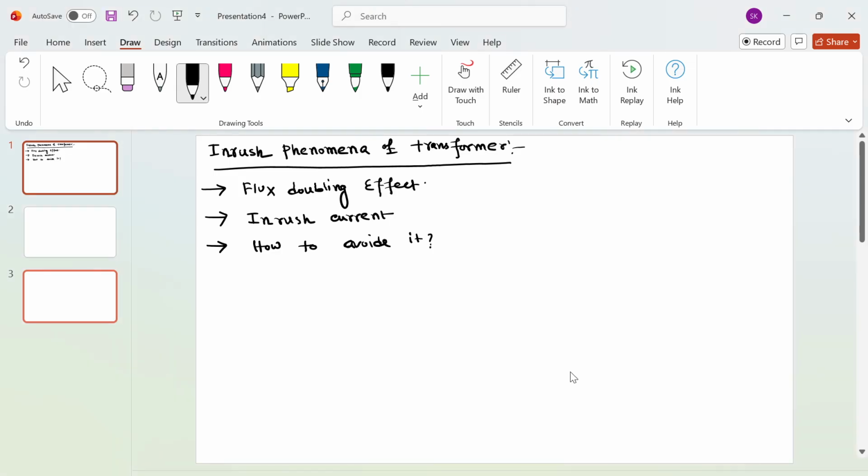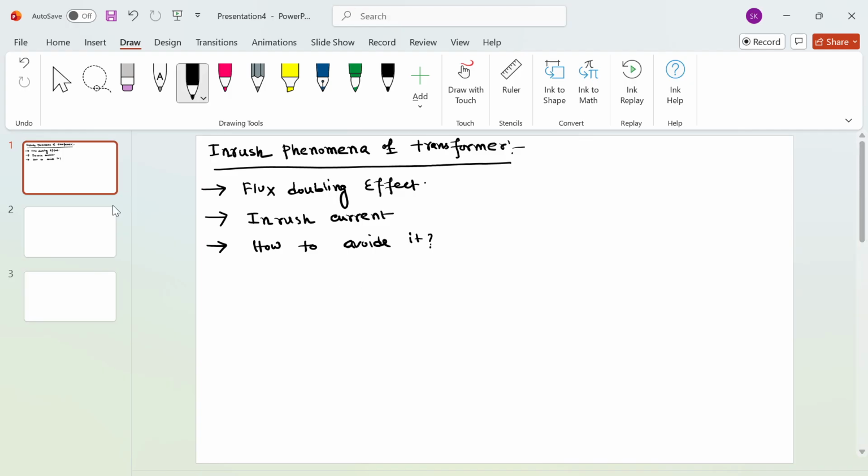Hello everyone. In this video, we are going to see the inrush phenomena of a transformer. After watching this video, one should be able to answer what the flux doubling effect is, what inrush current is, and how to avoid this phenomenon in a transformer. We are going to analyze the inrush phenomena from an intuition point of view. Also, we will see some mathematical derivations, like how it comes and how the flux gets doubled. So all of these phenomena we are going to discuss.